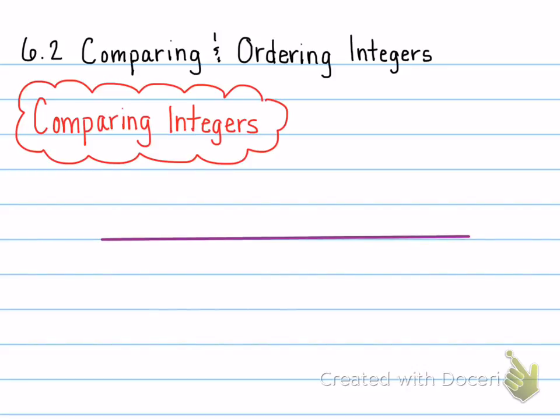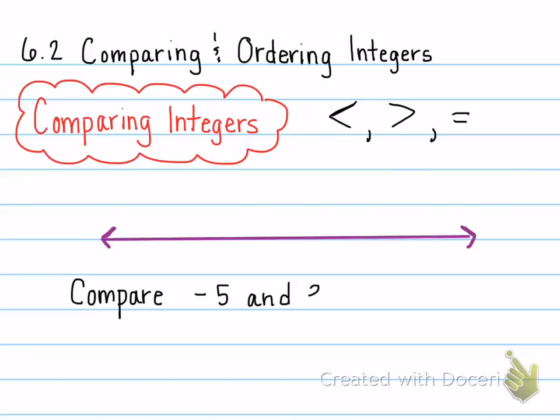We know we're going to put arrows at the end of our number line to show that it continues on and on forever and ever. Okay, so let's say, for example, I'm asking you to compare. And when we're talking about comparing, we're talking about less than, greater than, or equal to. Let's say that I want you to compare -5 and 3.